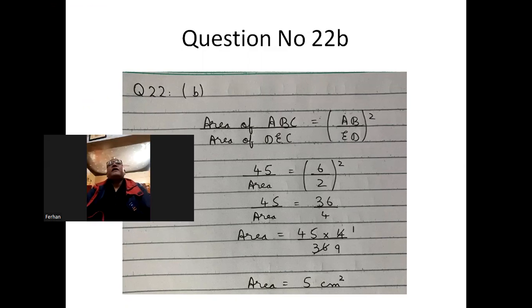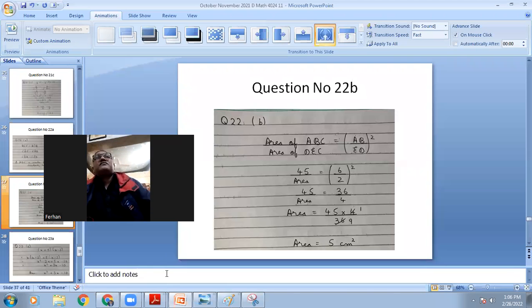You just cross multiply it. So the area will be 45 multiplied by 4 divided by 36. So 4 1s are 4, 9s are 36. So 9 1s are 9, 5s are 45. So the area of the triangle DEC will be 5 centimeters square. So this is how you do question number 22B part.